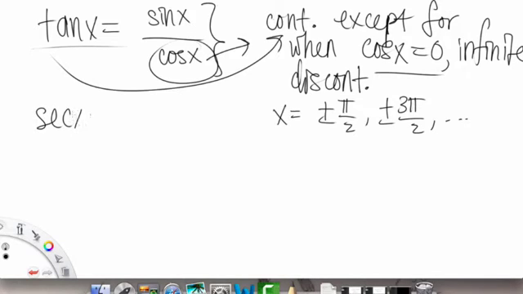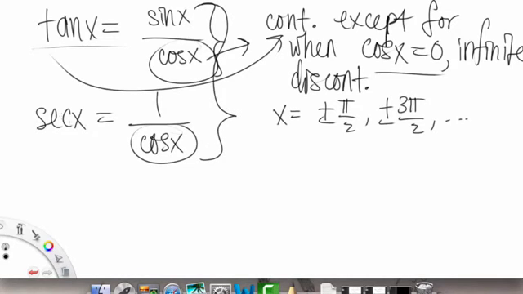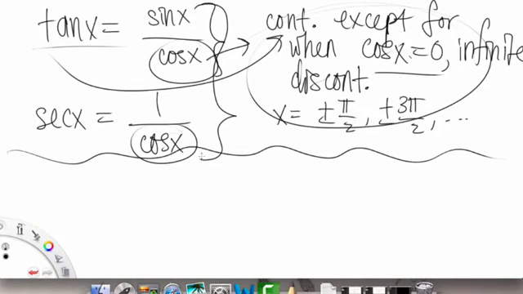So secant x, let's deal with that. Secant x is the same as 1 over cosine x. And this is actually going to have the same conditions because we have this cosine x on the bottom. So we can just extend these conditions to secant x as well. Okay, so this still applies. It has an infinite discontinuity, both tangent and secant x, when x is equal to plus or minus pi over 2, plus or minus 3 pi over 2, plus or minus 5 pi over 2, etc.